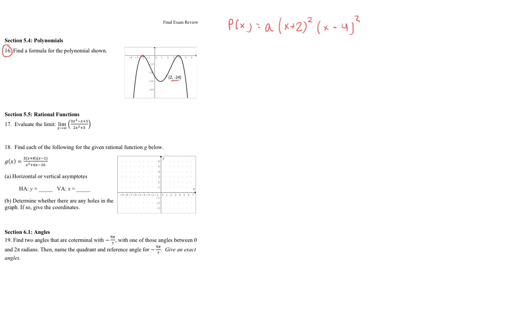So we're going to go ahead and plug in -24 is equal to a times (2 plus 2), so 4 squared, times (2 minus 4), so -2 squared. That gets us -24 is equal to 16 times 4a, so that's going to be 64a. You'll divide by 64 to get that a is equal to -3/8. So therefore, that polynomial p of x is going to be equal to -3/8 times (x plus 2) squared times (x minus 4) squared.